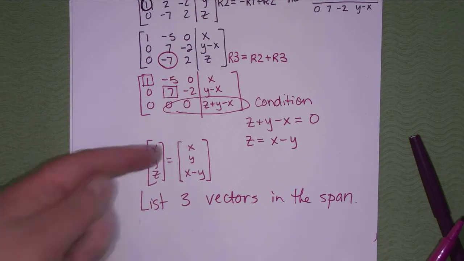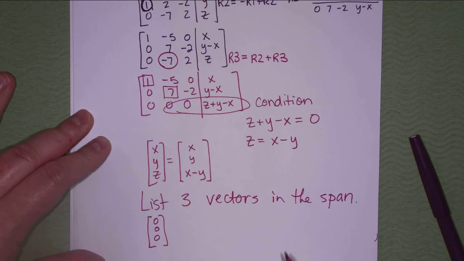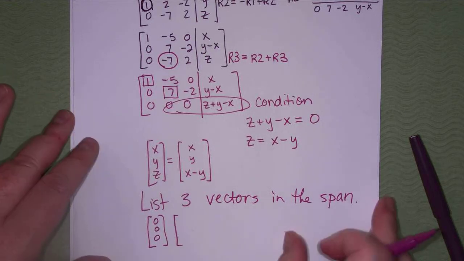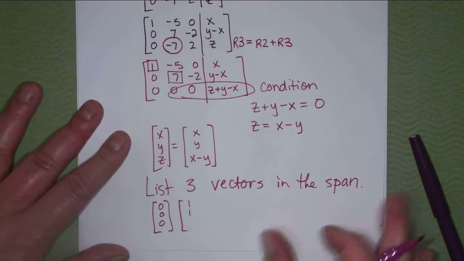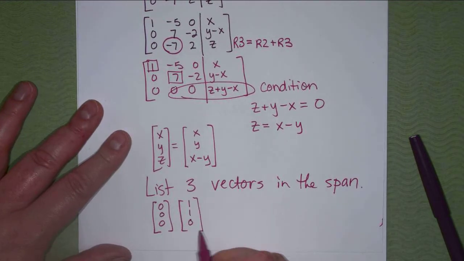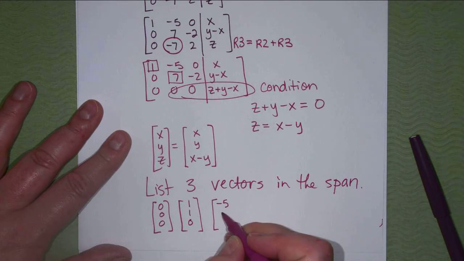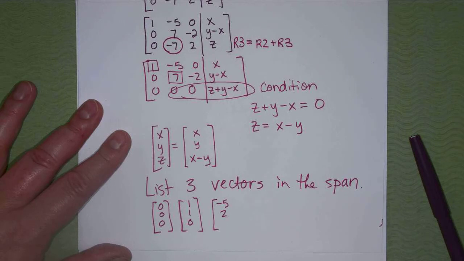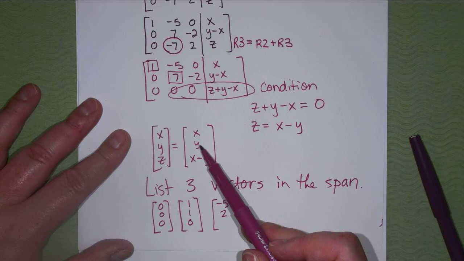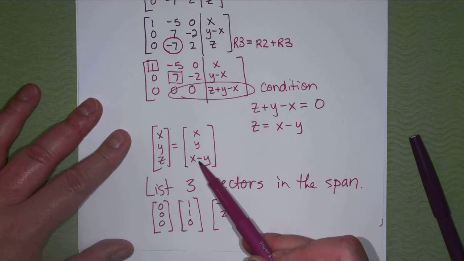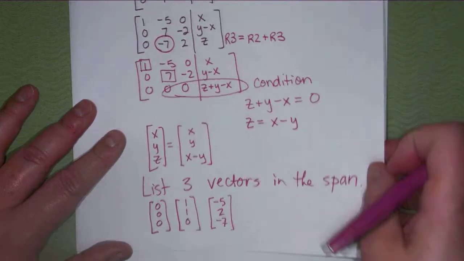Right. Pick x and y. Well, one vector in the span would be 0, 0, 0. That will always be. What else? What if I put a 1 and a 1? x minus y is 0. What if I put a minus 5 and a 2? Minus 5 minus 2 is negative 7.